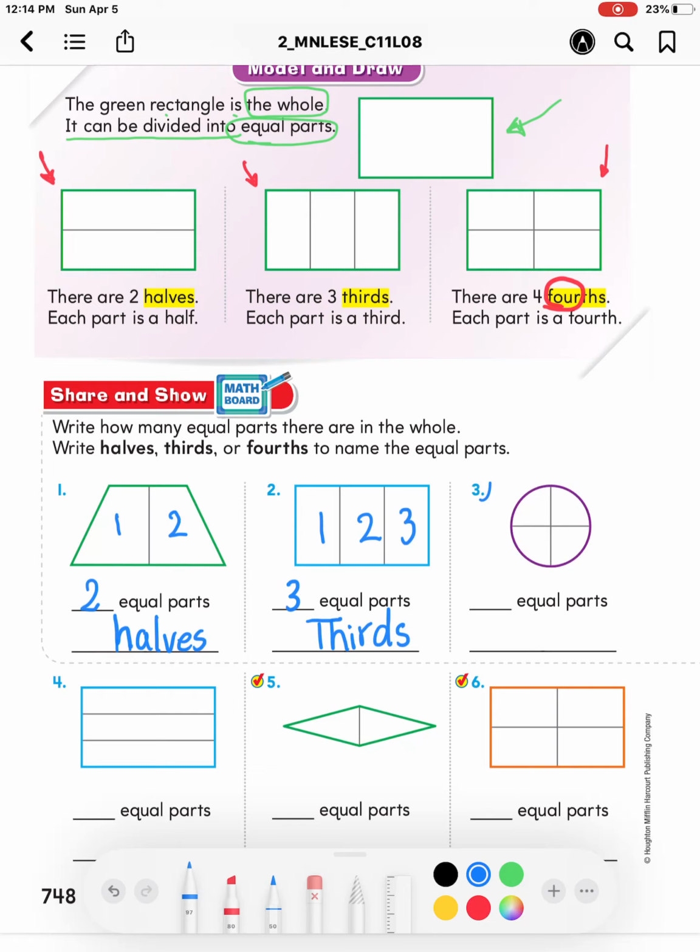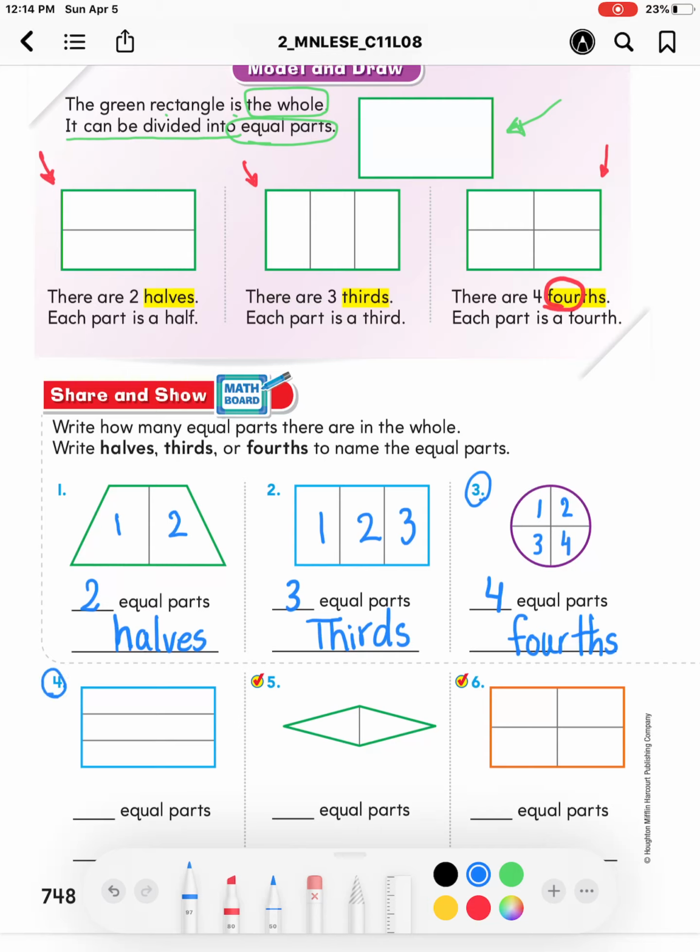Now let's move to the next one. This one, number 3. Here I have a circle, right? And this circle is divided into how many equal parts? Let's count together. 1, 2, 3, and 4. So here I have 4 equal parts. Good job, boys and girls. And what do we call this? We call the equal parts here fourths. Okay? Let's move to question number 4.